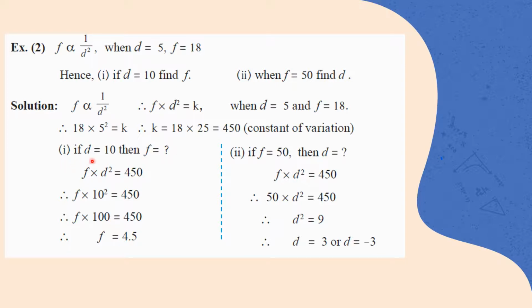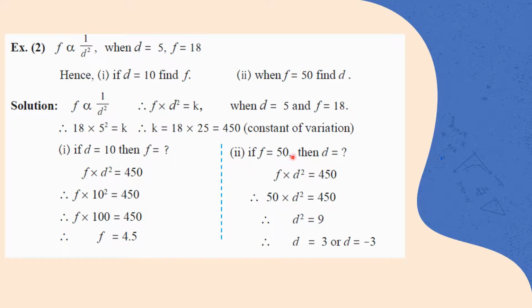Now, if d is 10, we have to find out the value of f. Substitute the value of d in your equation of variation. F into d square is equal to 450. F into 10 square is equal to 450. So f into 100 is equal to 450. Divide both the sides by 100. So you get f is equal to 4.5.